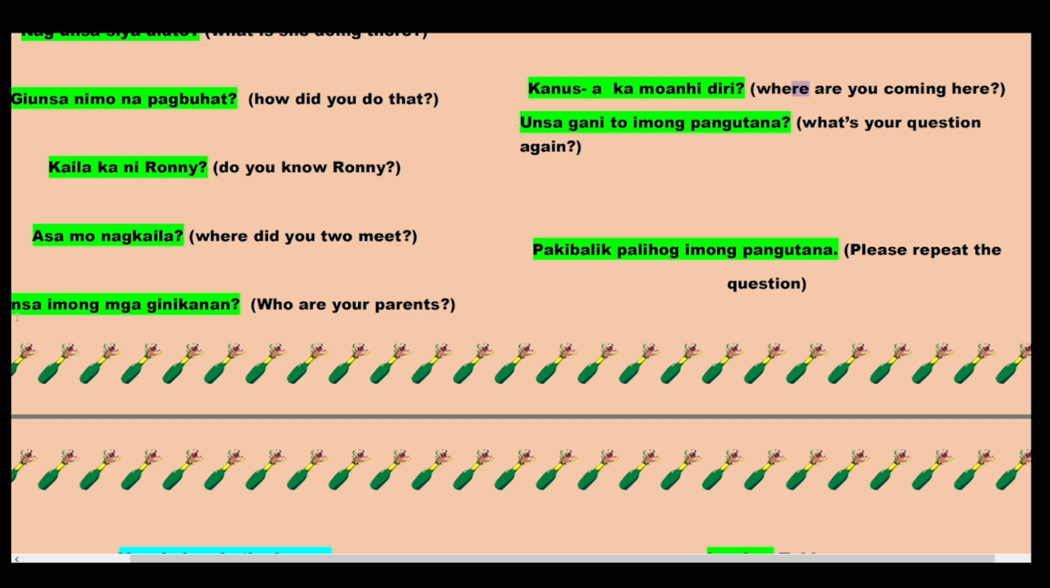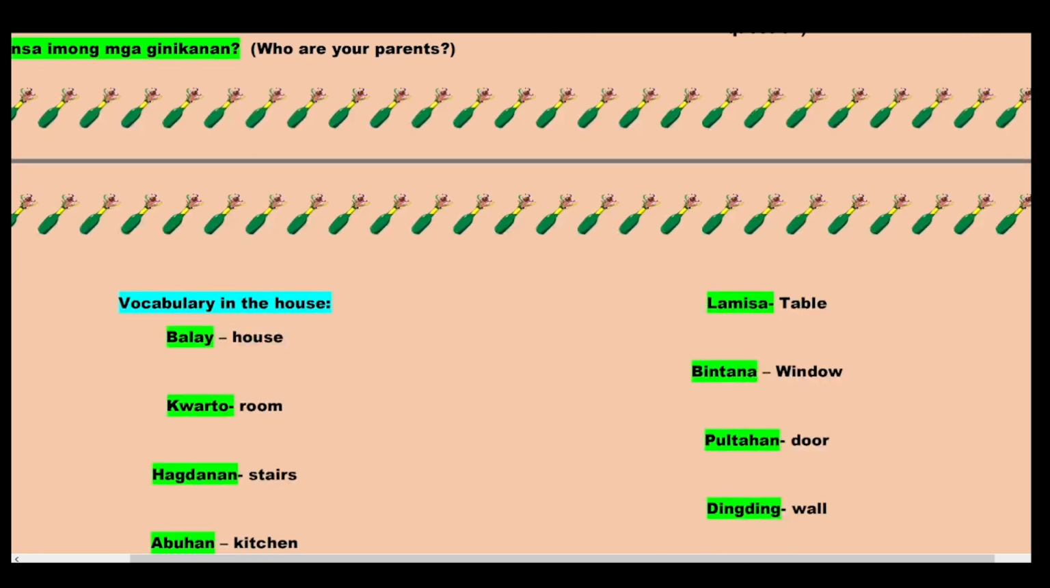This one, I cannot say. This is kinsa. Kinsa imong ginikanan? Who are your parents? This is kinsa, okay? This one, pakibalik palihog imong pangutana. Please repeat the question. Alright, get it? I hope you get it. Anyway, you can copy it.